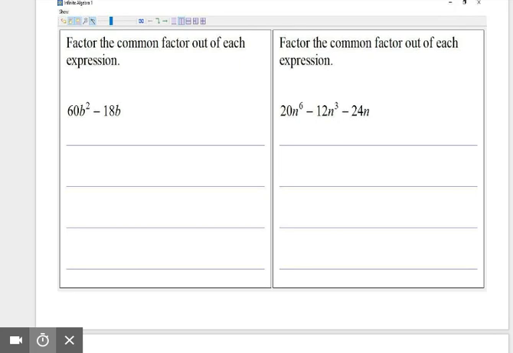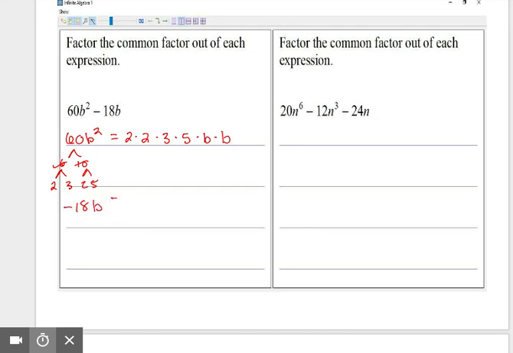All right, this first one. Okay, the first thing I'm going to do is break down the 60b squared. So 60 is 6 times 10. 6 is 2 times 3, and 10 is 2 times 5. So that gives me 2 2s, 1 3, and 1 5. And then for the b squared, I have 2 b's. And then I have the negative 18b.